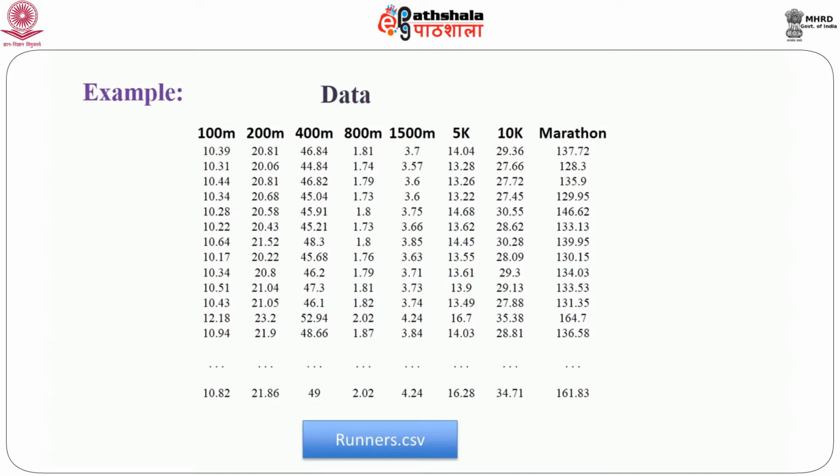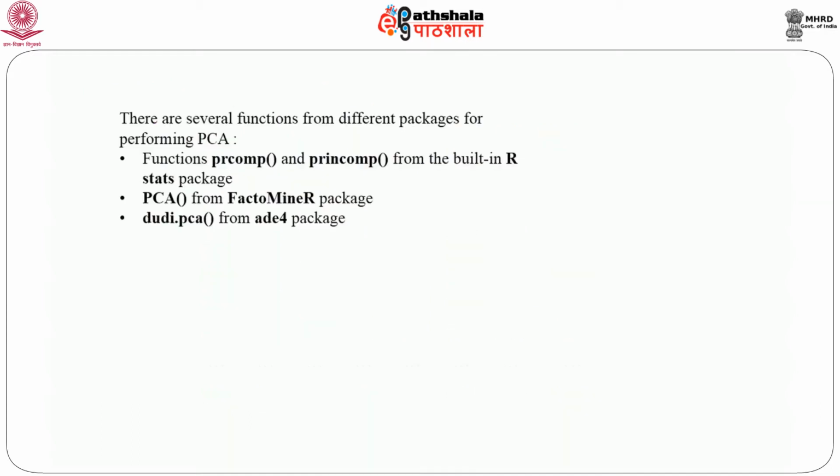The data gives the time taken by a number of athletes in completing different races like a 100-meter race, 200-meter race, etc. Note that the time taken to complete the 100-meter race, 200-meter race or the 400-meter race is given in seconds, whereas the times taken for completing the other races are given in minutes.